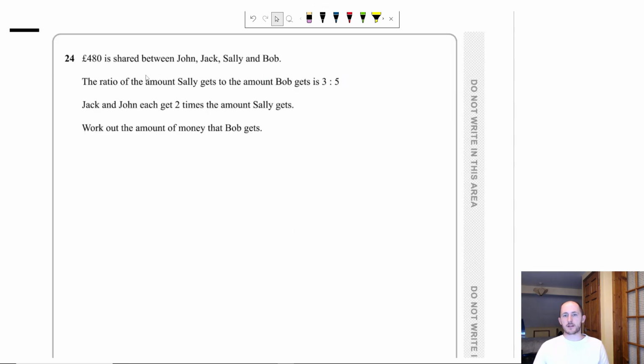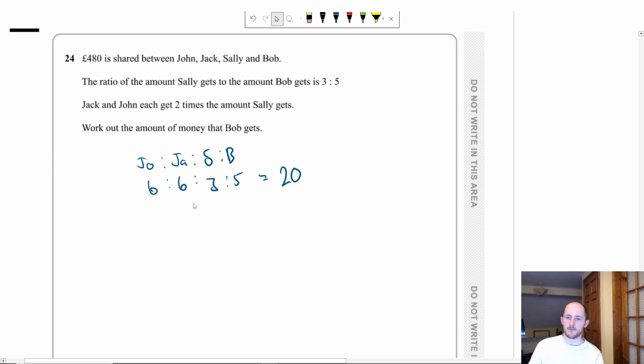Just like that. For this question, we have £480 being shared between 4 people. The ratio of the amount that Sally gets to Bob is 3 to 5. So let's do S to B. It's 3 to 5. And Jack and John each get 2 times the amount Sally gets. So if Sally is getting 3 parts, then Jack and John, so JA and JO, should be getting 6 parts each. Okay? So if we add all of that up, we get 6 plus 6 is 12, plus 3 is 15, plus 5 is 20. Okay? So, that's what that gives me.